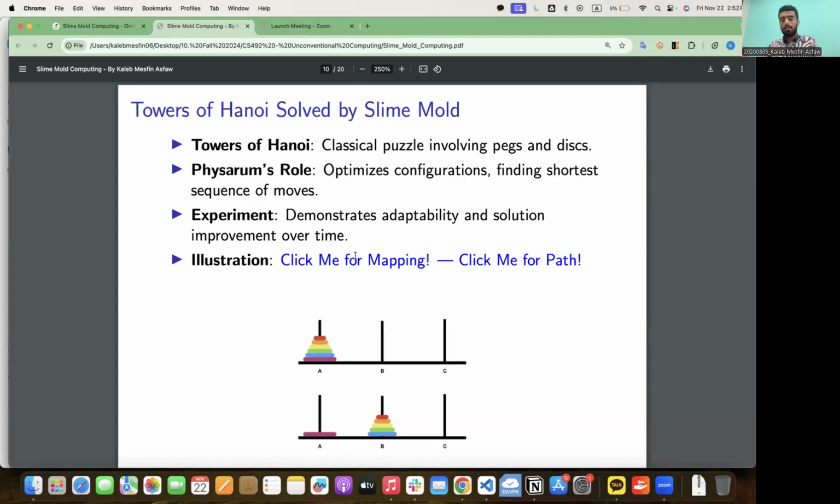Now I will guide you through how this algorithmic technique of the slime mold is used to solve problems that we know, like Towers of Hanoi, TSP, and all those things. Okay, so this is called the Towers of Hanoi problem.